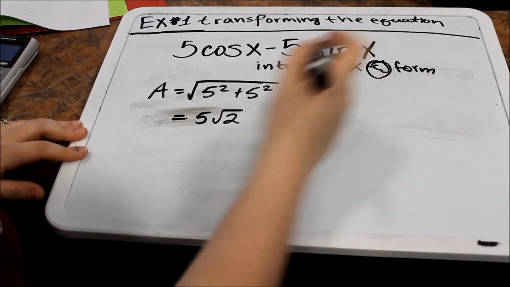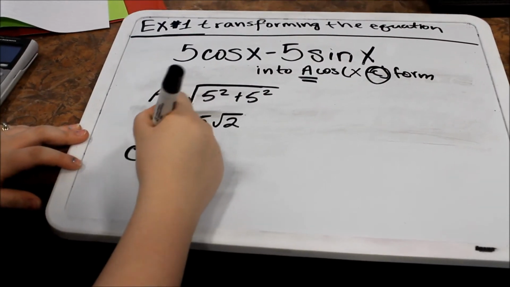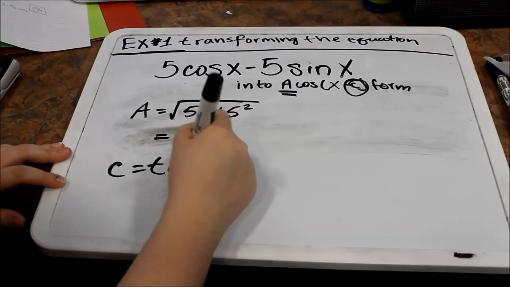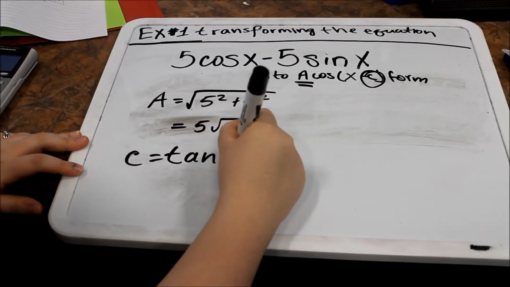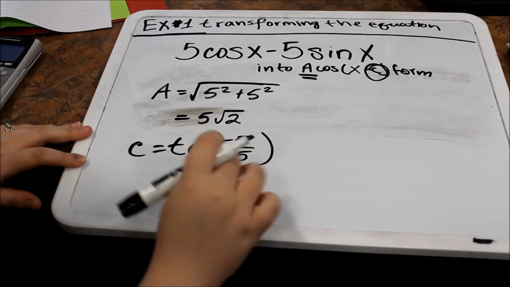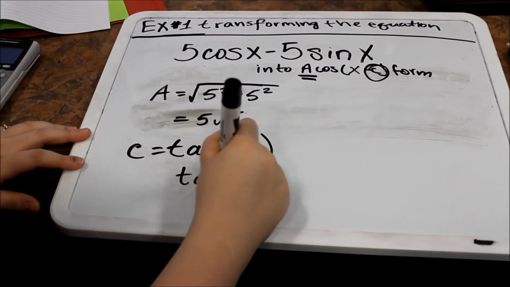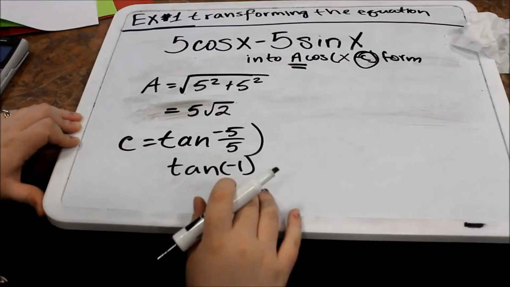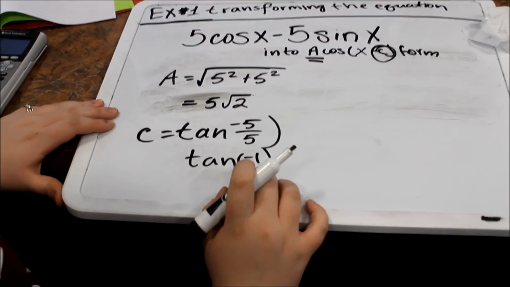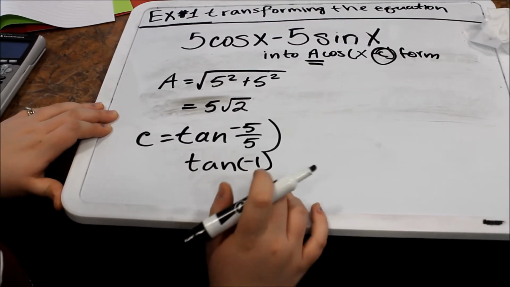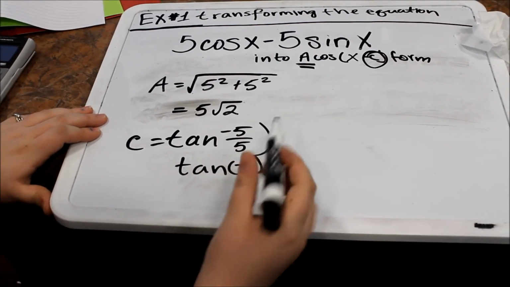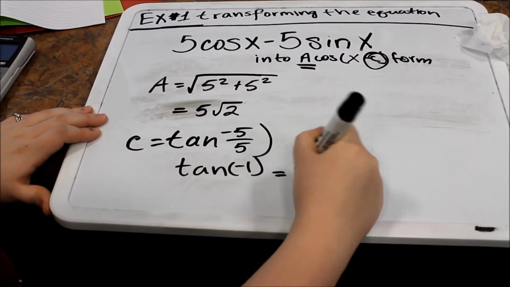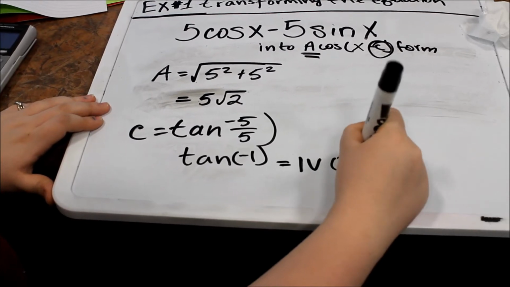Now we have to find the c. To find the c, we would have to do the tangent of the sine over the cosine, which in this case ends up being the tangent of -1. We know that there are two places where we find tangent of -1, but only in one of those places is the sine negative and the cosine positive, which is in quadrant 4.